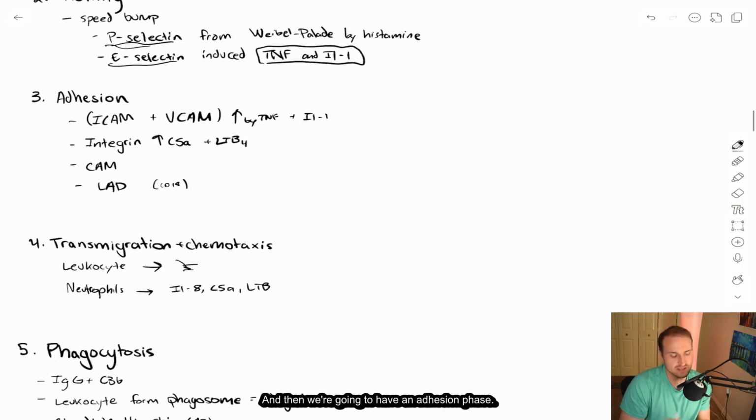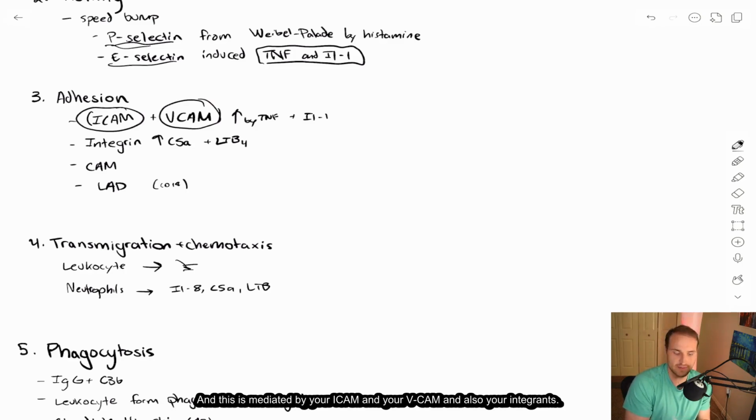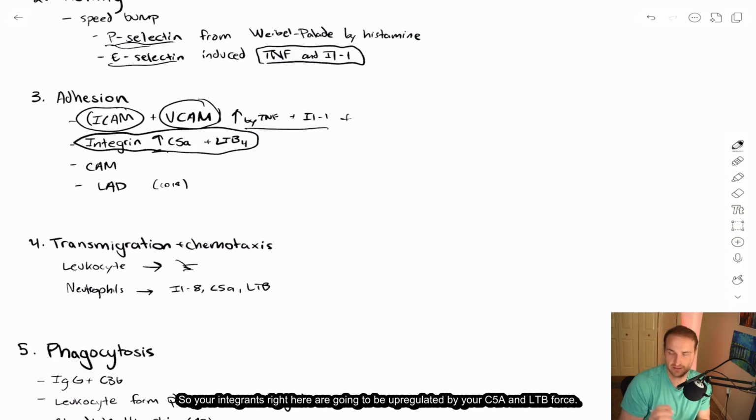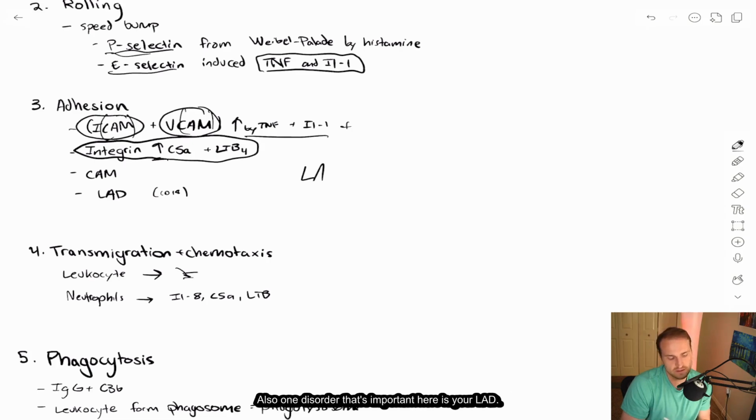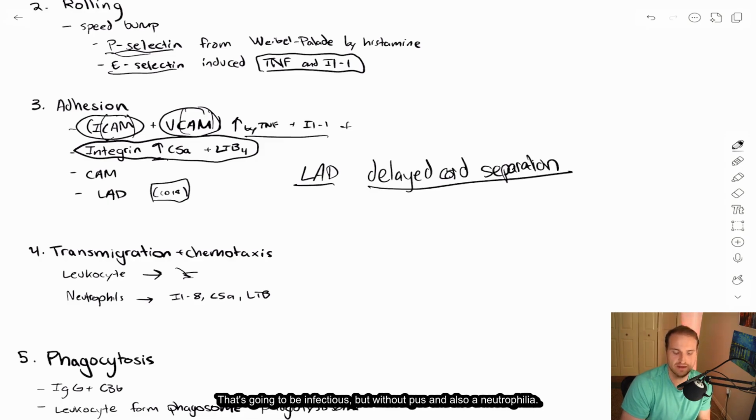And then we're going to have an adhesion phase. And this is mediated by your ICAM and your VCAM and also your integrins. So your integrins right here are going to be upregulated by your C5a and LTB4s. Okay, so ICAM, VCAM, integrin. So the adhesions, think of the CAMs here, the ICAM, VCAM. Also, one disorder that's important here is your LAD. That's going to be a CD18 defect. It's going to cause a delayed cord separation in your baby. That's going to be infectious, but without pus, and also neutrophilia is going to be present there.